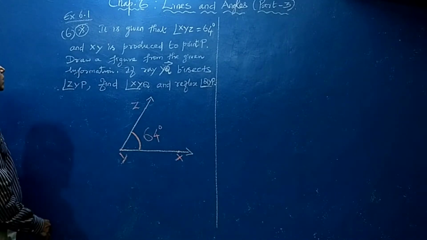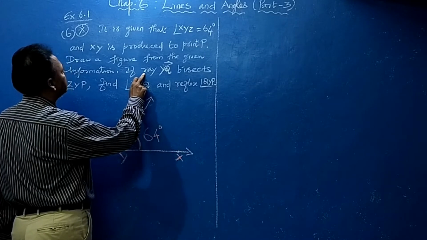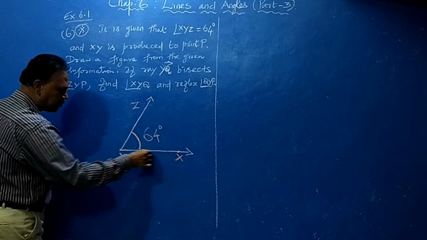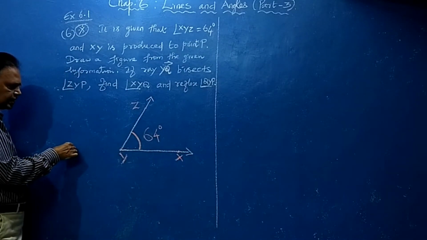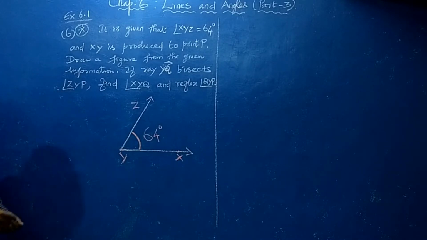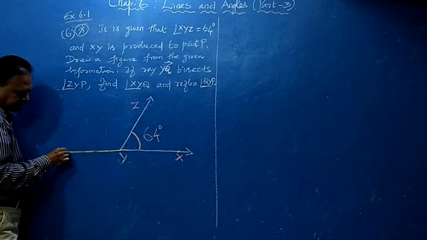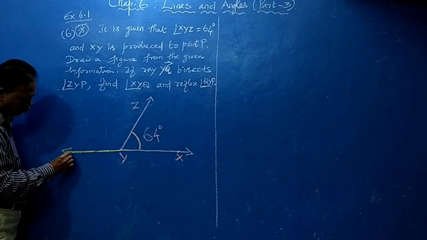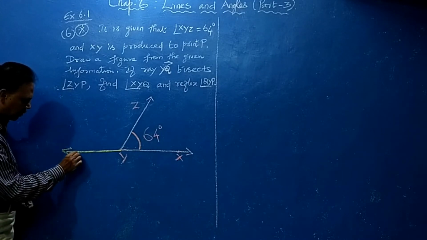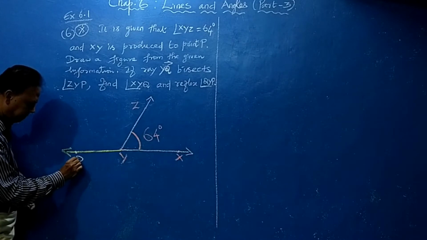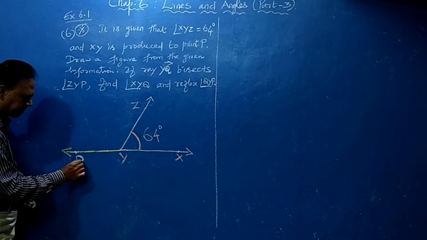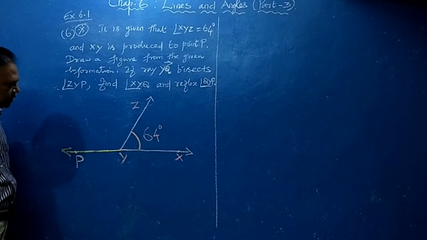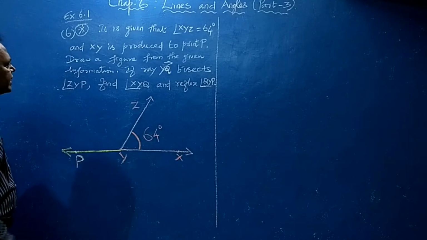Now next what you have to do is extend the ray. Here XY is produced to P. XY produced means you have to extend XY to P. Clear?